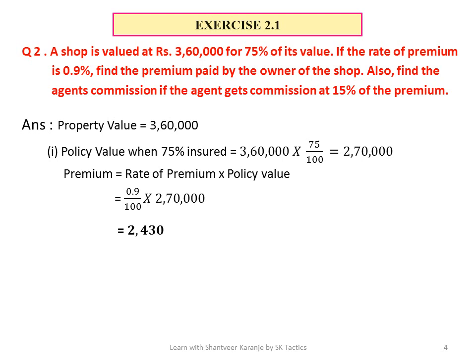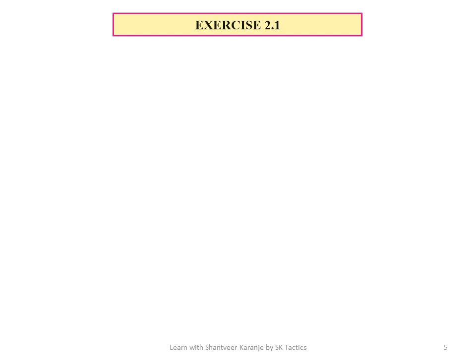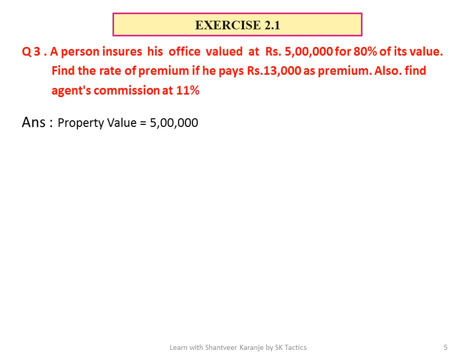And this is half of the answer of this question, and in the rest of the answer we need to calculate agent's commission, which is on premium and with the rate 15%. So for the second part, agent's commission is equal to 15% of premium, meaning 2,430 is 15%, and it is 264.50. Fine.